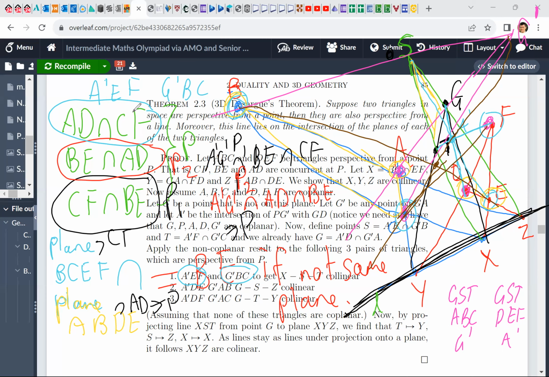To be fair, how would you think of the forwards direction? You make an arbitrary point. If this was the original proof, how would you do the backwards direction? You just do this backwards, right? That's the motivation. G prime is any point on AG. A prime is the intersection of G, D, and something.